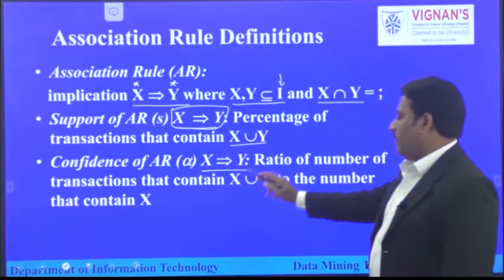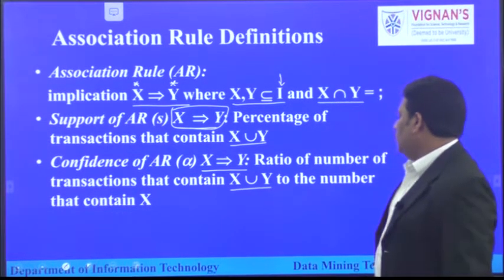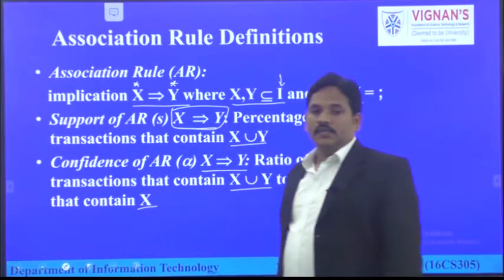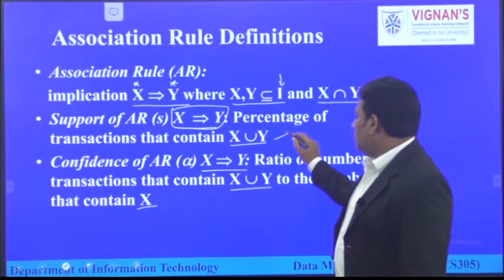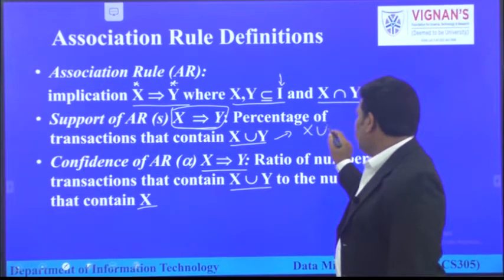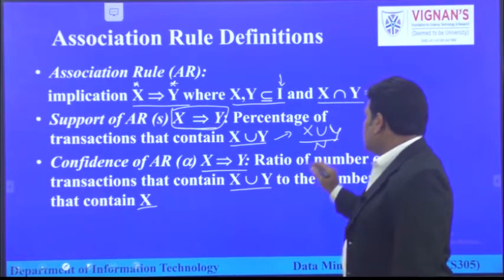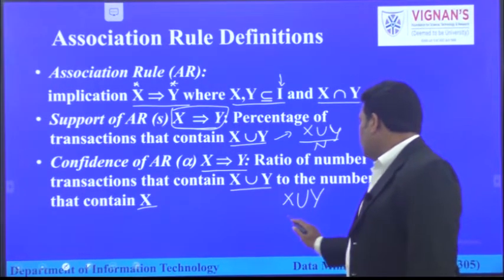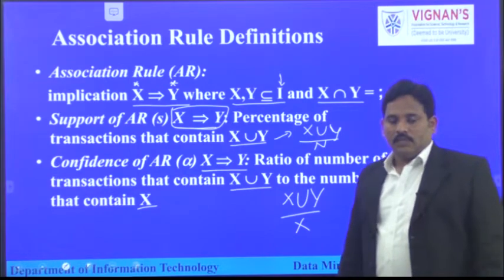Confidence is the ratio of the number of transactions that contain X union Y to the number of transactions that contain only X. So in support, we take X union Y divided by the total number of transactions, whereas in confidence, we take X union Y divided by only the count of X. Let's see this one.